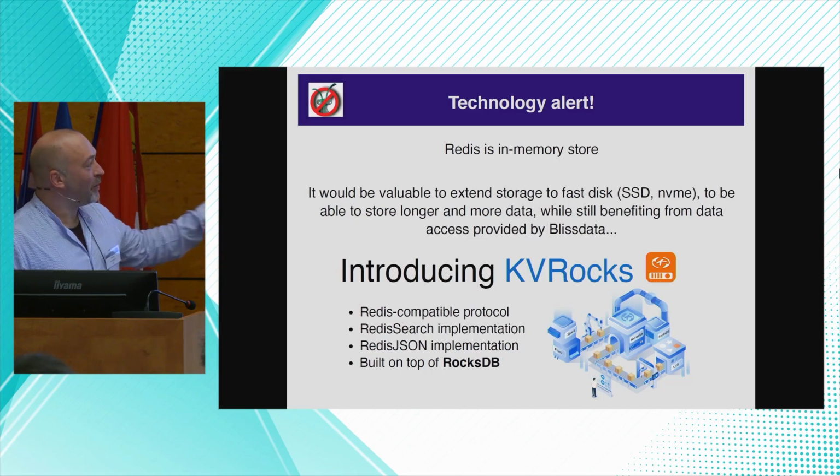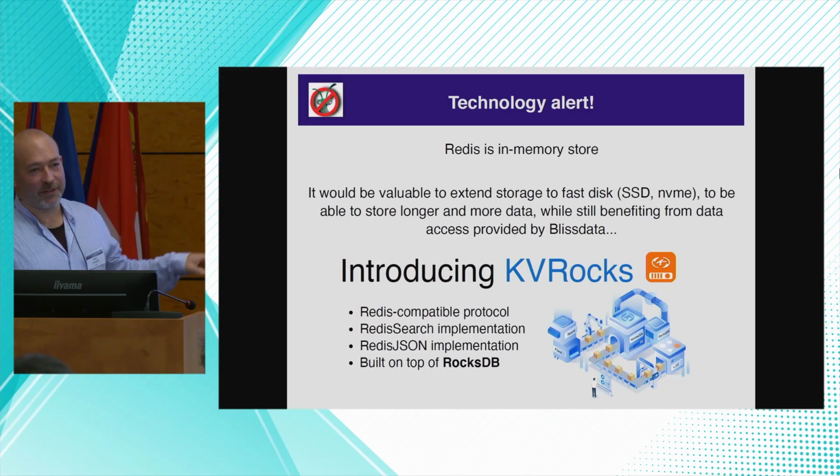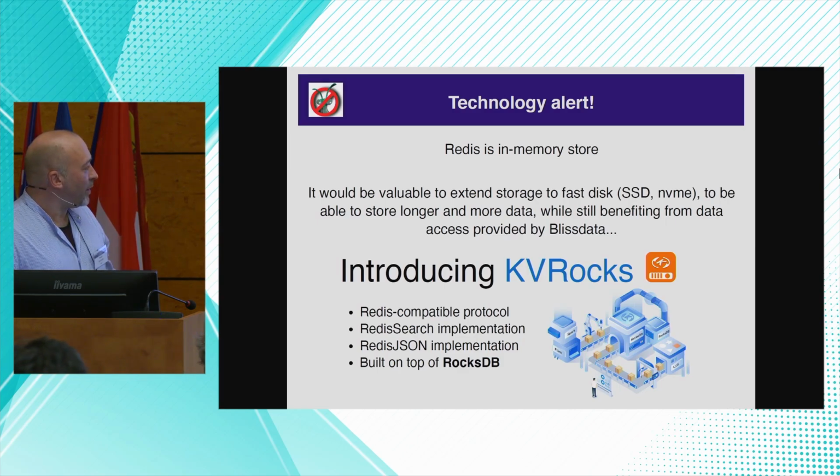If you want, you can look at the slide. There is a new thing. I mean, it's not really new, but now it's really compatible with Bliss data out of the box. It's called KVrocks, and it's an Apache Foundation-backed project. It's an implementation of the Redis-compatible protocol with registers and RedisJSON on top of RocksDB. So it's targeting fast disks like SSD and NVMe.